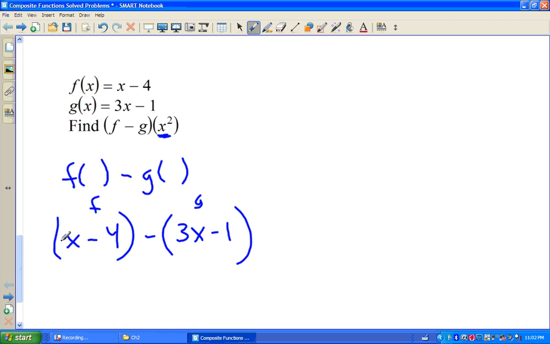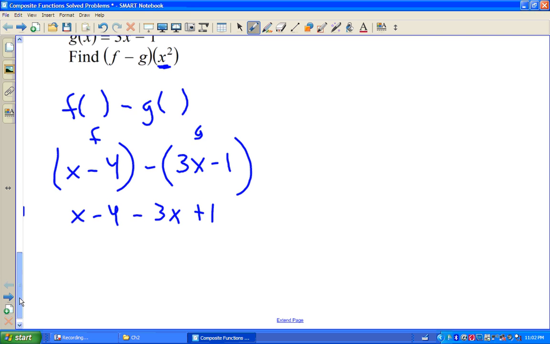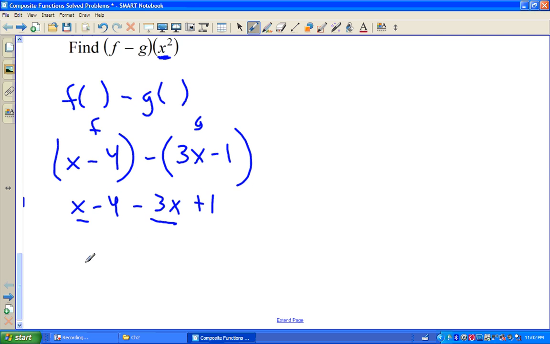Now if I simplify, I'm going to get x minus 4 minus 3x, and a minus here is a plus 1. So I could simplify further if I wanted to. x minus 3x gives me a minus 2x, because there's really a 1 there. Minus 3 plus 1 gives me a minus 2x. A minus 4 and a plus 1 gives me a minus 3. So there's f minus g of x.